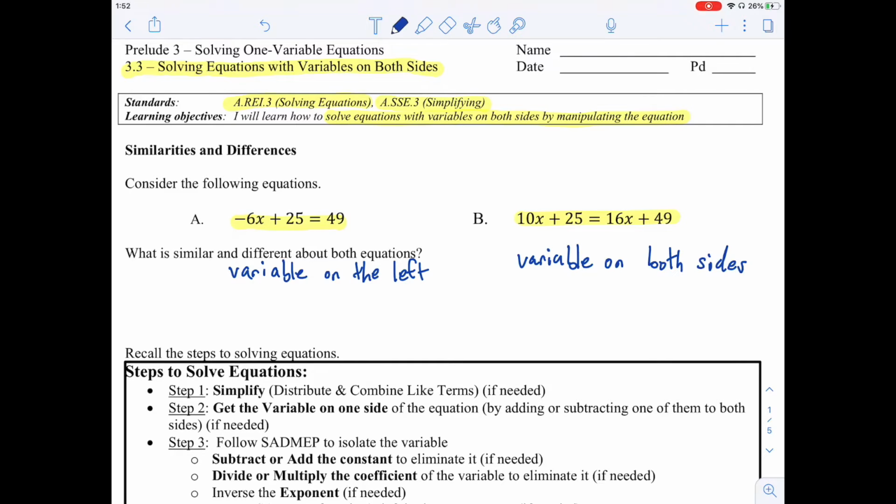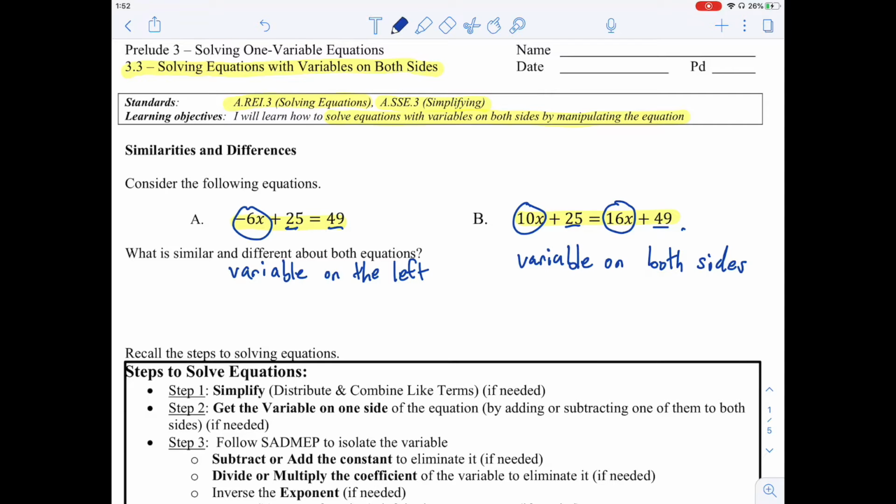Let's see what else it has. So this one has a 25, that's the same. This one has a 49 and a 49, that one's the same. So the only thing that's different is the variable, right? Negative 6x, 10x, and 16x.